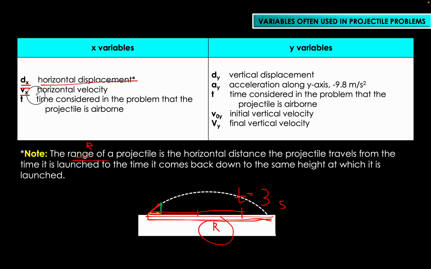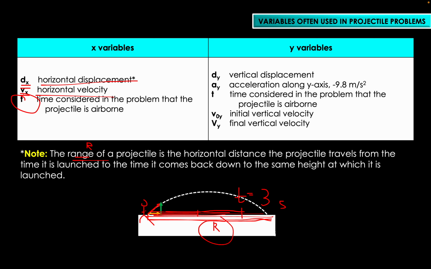Next, we have v sub x, horizontal velocity. Again, it just describes how fast the projectile is moving or progressing along the x-axis. Meaning to say, if this is you standing right here, v sub x or horizontal velocity is how fast the projectile gets farther away from you, from where you are standing, in terms of horizontal distance. So that's v sub x.